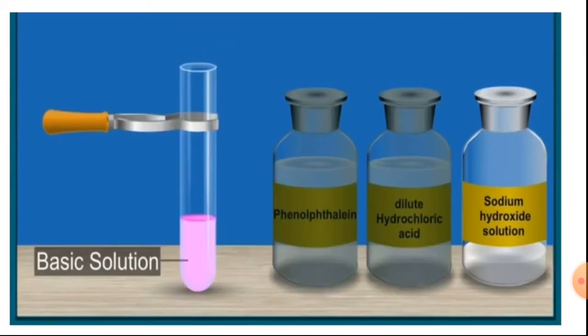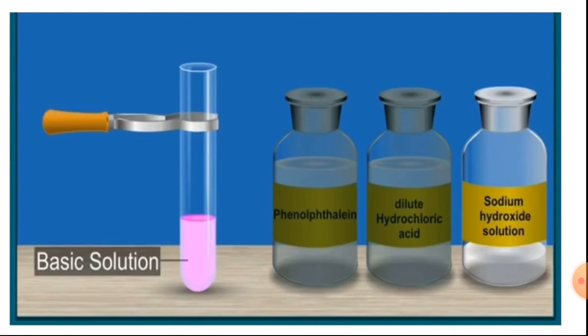Whenever we add 1 or 2 drops of phenolphthalein indicator in a basic solution, it gives a pink color, and if we add 1 or 2 drops of phenolphthalein indicator in an acidic solution, it remains colorless.